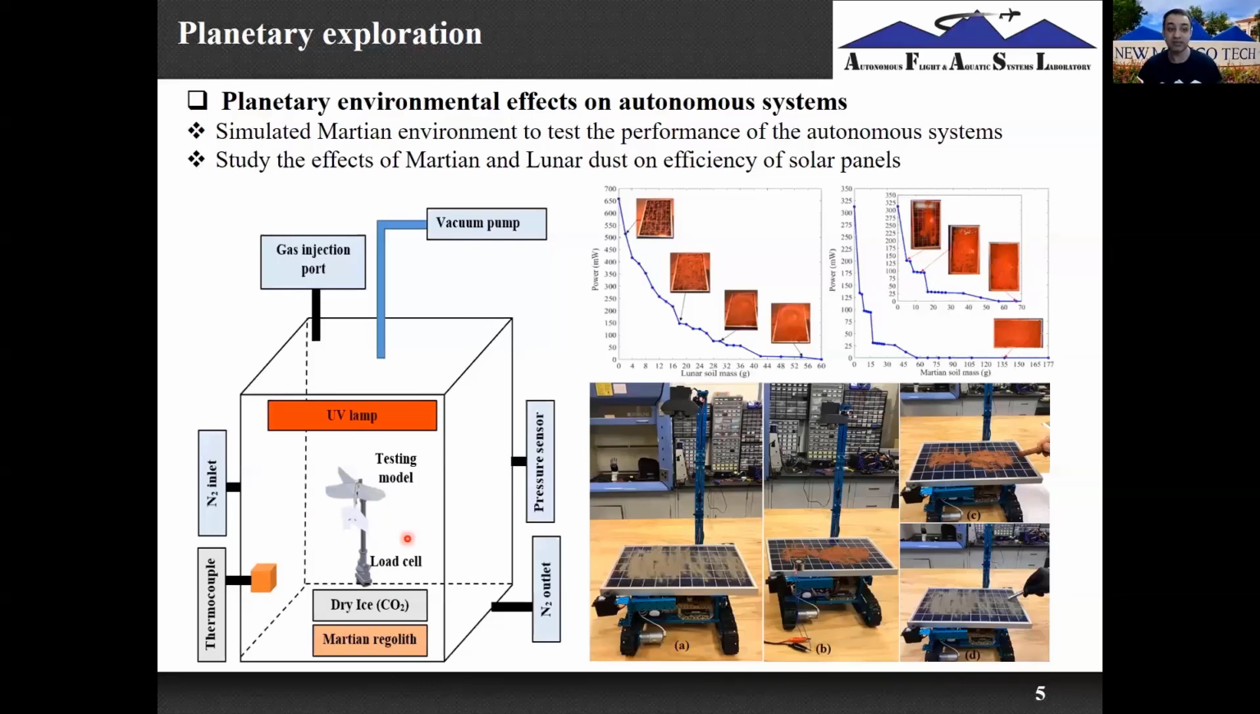So this is a simulated Martian environment that we are creating in the box, and we want to see, for example, how a flapping wing drone acts in this environment. We can measure the forces and do some simulation of the flight of these autonomous systems in a Martian environment. These are the space-related projects that we are doing at New Mexico Tech.